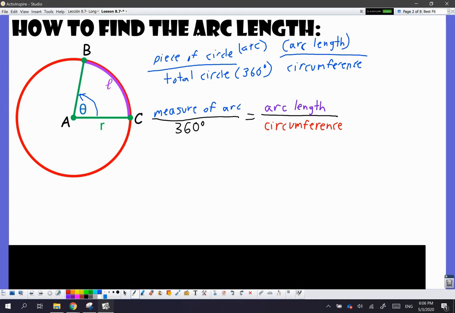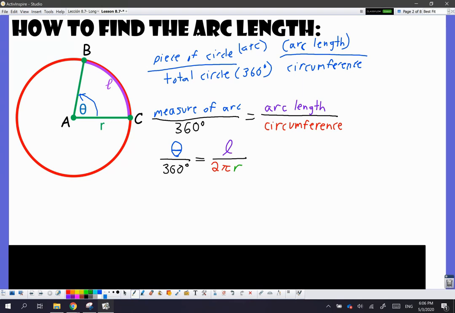Now, what I'm going to do next is replace all these words with the symbols that we're using in our circle. So the measure of the arc, we're using theta for that. So I'm going to have theta over 360 degrees equals, and on the other side I have the arc length, which I'm using a cursive L for, and I have that over the circumference. But we know the circumference is 2 times pi times radius.